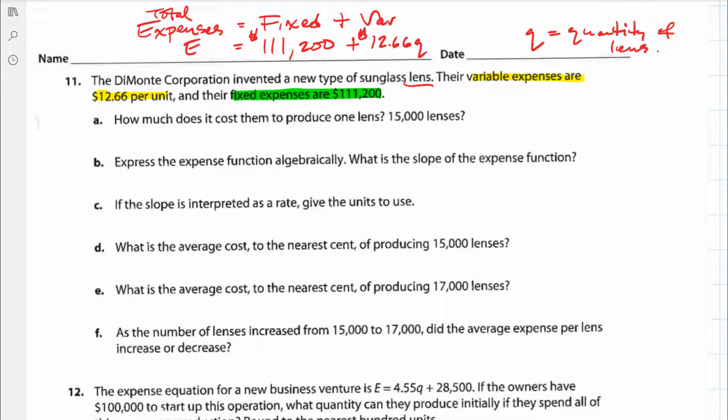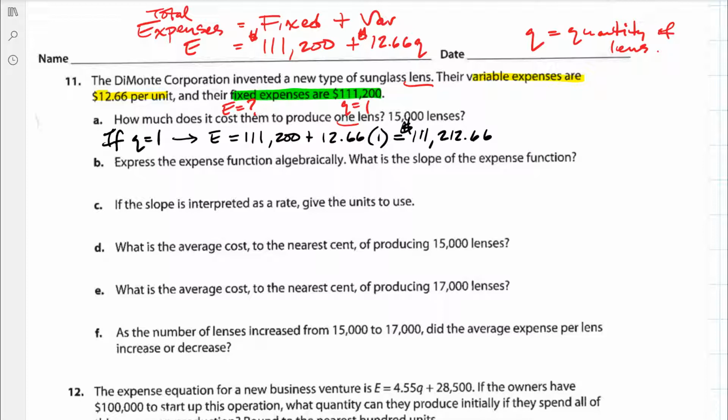I start with that first because in part A, it says, how much does it cost to produce one lens? Well, that means Q is equal to 1. So if Q is equal to 1, one lens, the expenses are $111,200 plus $12.66 times 1, because Q stands for 1. What is that? You just add 12.66 to the 200, so you're dealing with $111,212.66. Just do the arithmetic in your head. That's if Q equals 1.